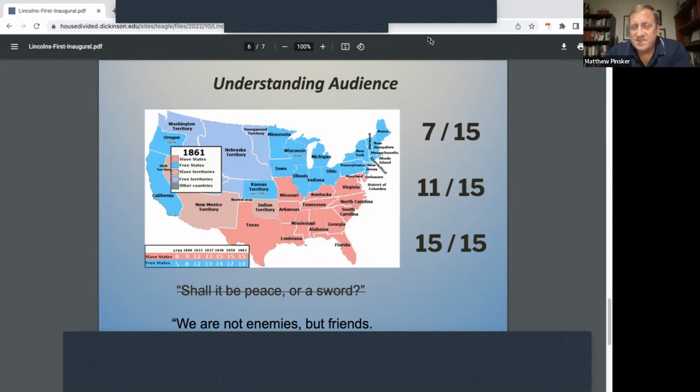Now, he also advised, and sometimes people forget this, he told Lincoln, "You have to make concessions, not just talk, but real policy concessions." Lincoln refused to make any concessions. I don't think the way to teach this speech is to show it as conciliation.